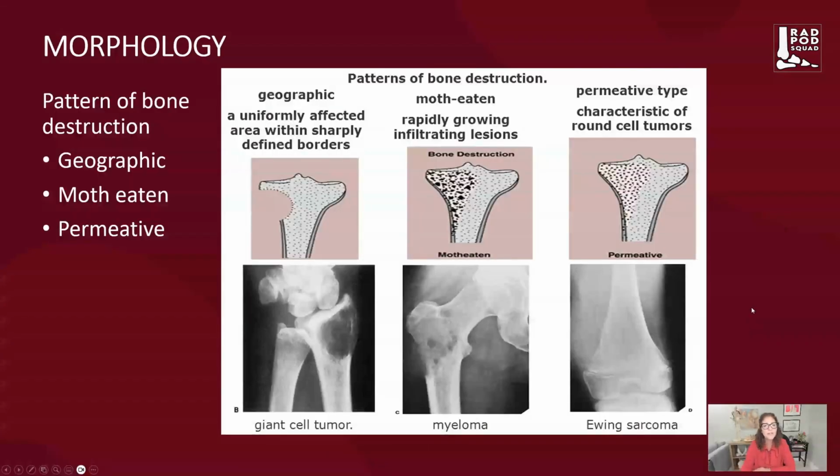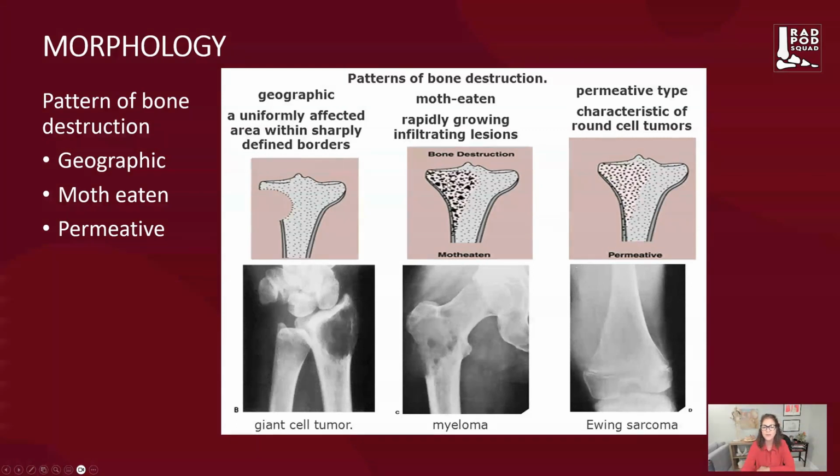Looking at the morphology, this will help us determine patterns of bone destruction. A geographic lesion is well defined and will have a sharply defined margin. And we can see that here in the distal radius in a patient. This is a giant cell tumor.